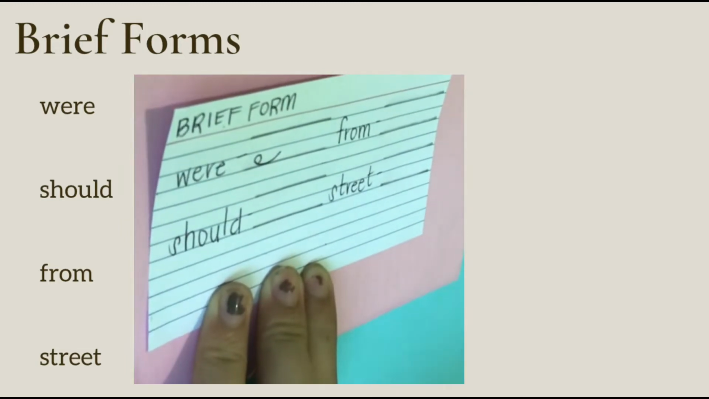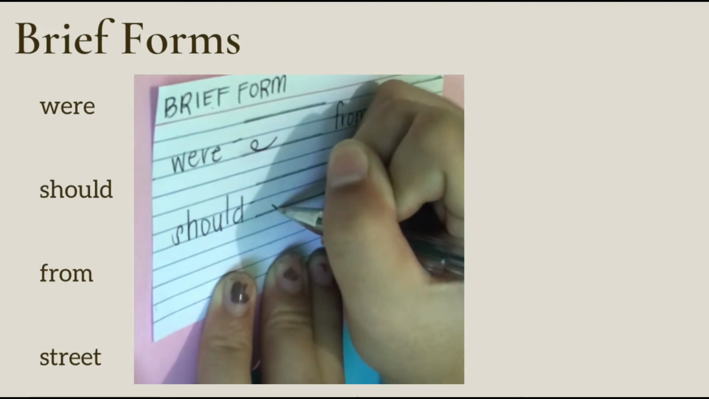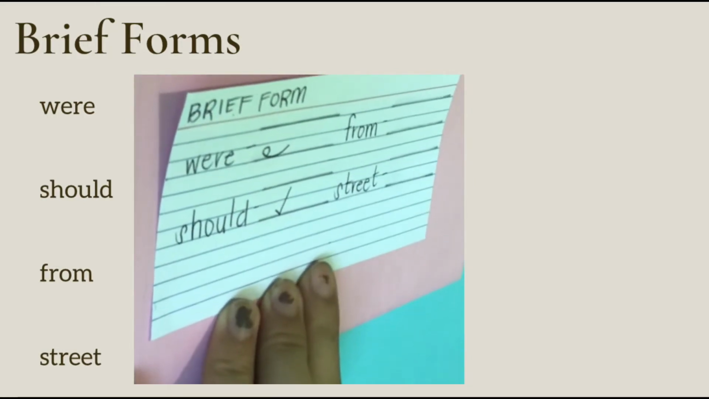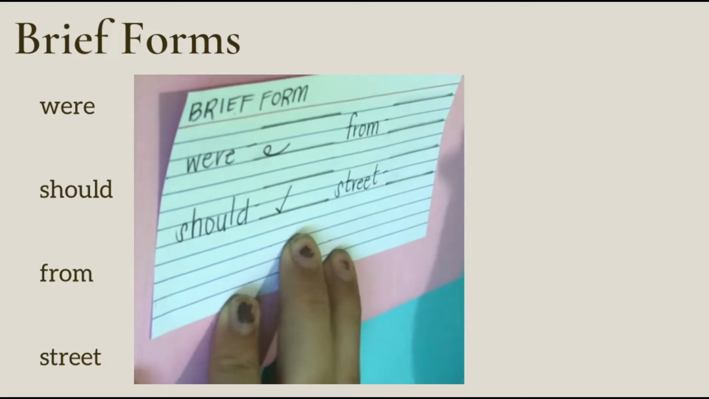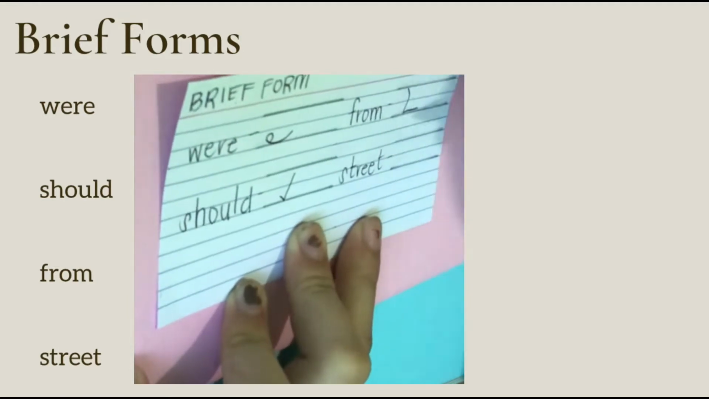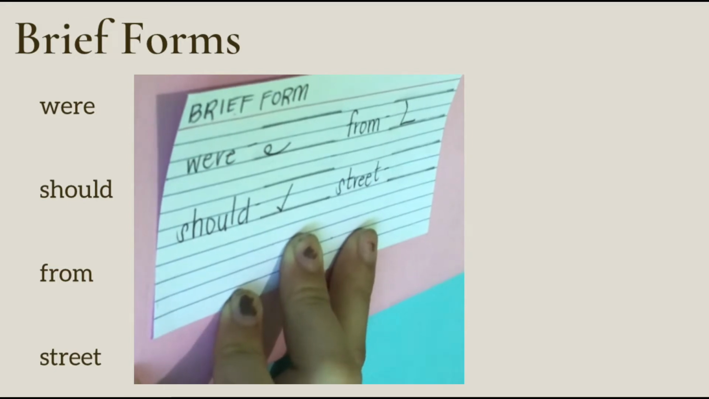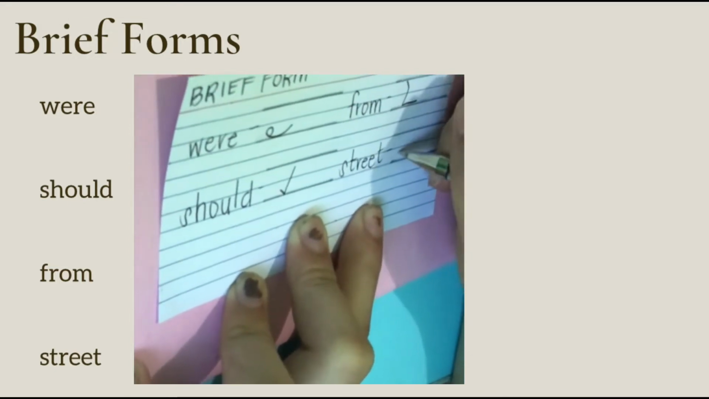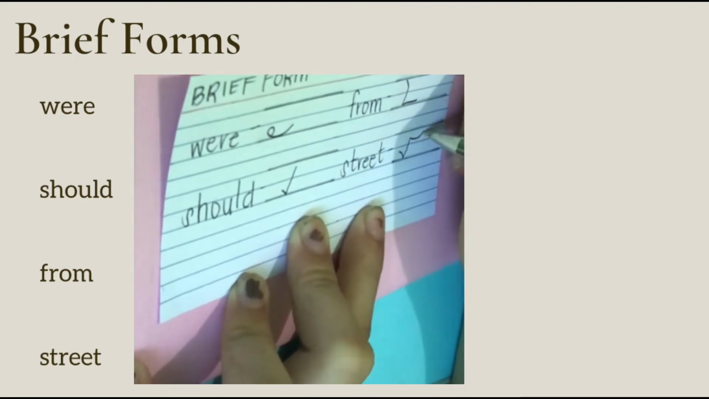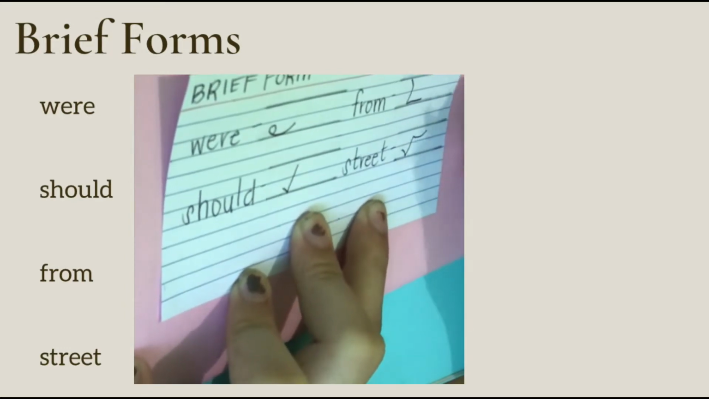Next word is should. Downward symbol of ish and upward line of D. That's the stroke of should. Next word is from. F and M. That's the stroke of from. Next word is street. S, upward D, forward R. This one is the S, D, and R.